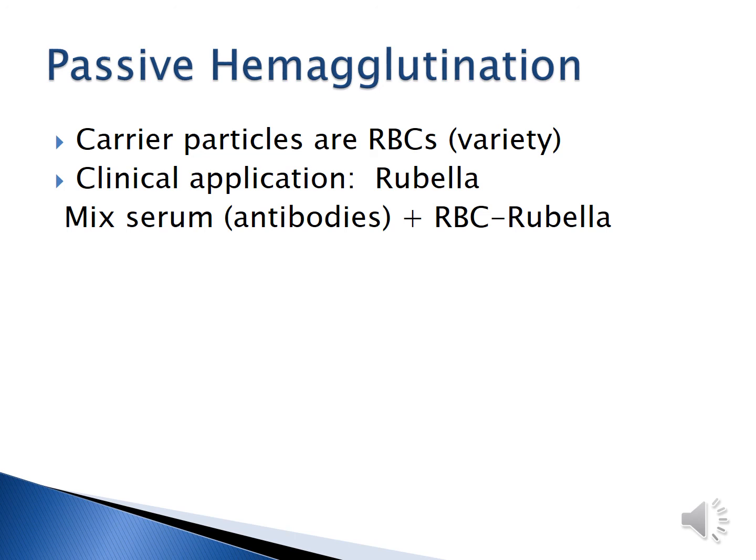We'll have rubella antigen coated on RBCs, and then we'll mix the patient serum because we want to know if they have antibodies to the rubella antigen. And then if we have agglutination, then we could say that the test is positive and the patient does have antibodies to rubella.